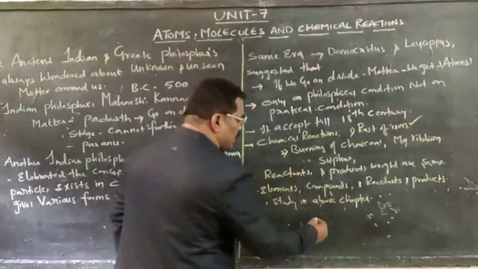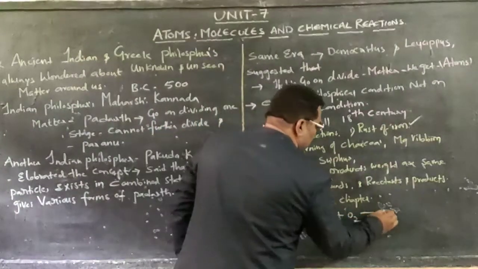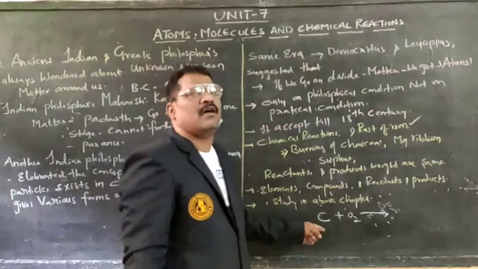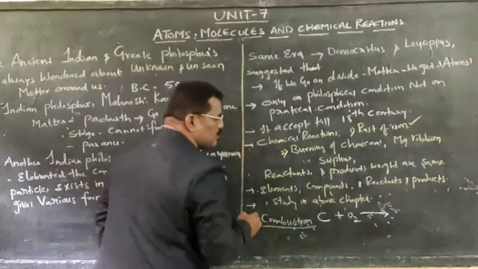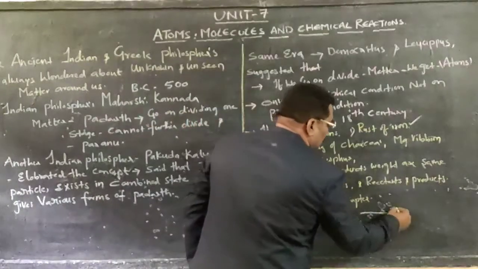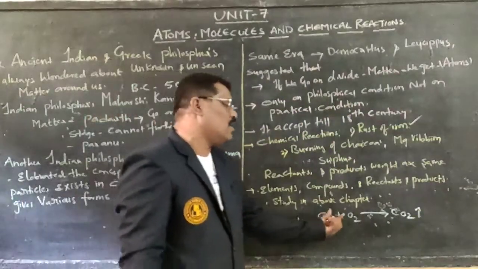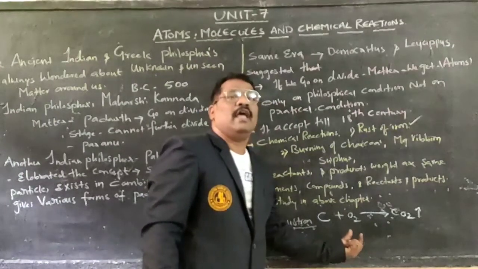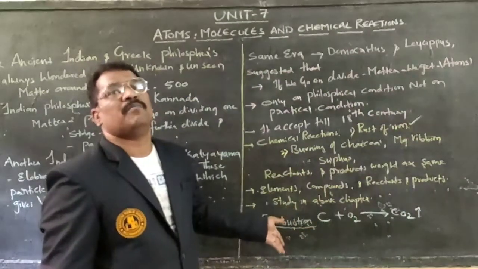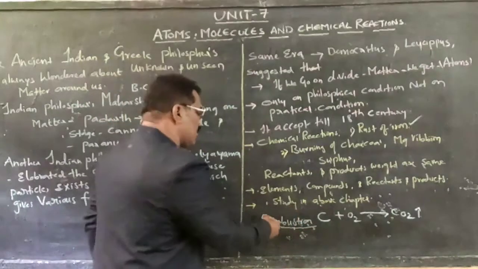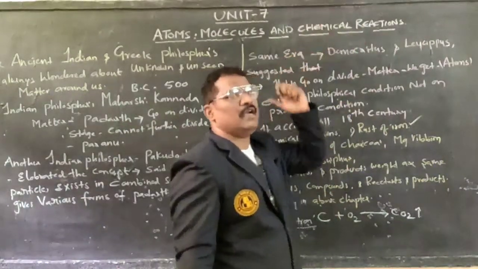Burning of charcoal. If I am taking charcoal, that means carbon. If I am burning it continuously in the presence of air, completely burning the charcoal, we call it combustion. As carbon is converted, a gas is evolved. That gas is carbon dioxide, and a grey-colored powdered ash is formed. Completely burning a substance in the presence of air is called combustion. This is a type of chemical reaction.